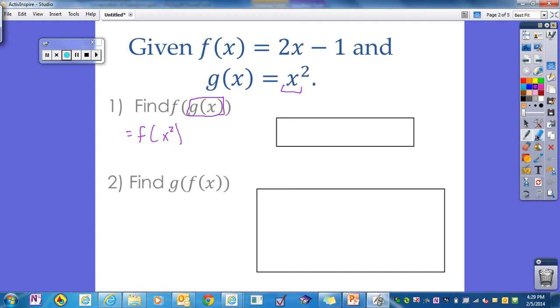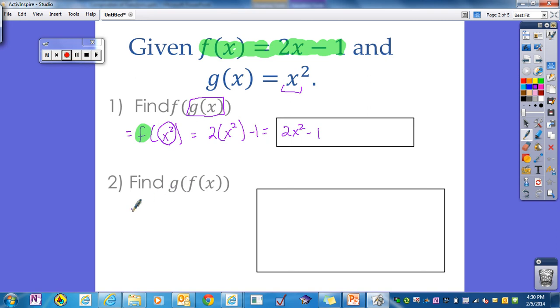Alright, so what this means now is since I'm working with this f function, with my f of x function up here, which was 2x minus 1, everywhere I saw an x, I'm now going to replace it with an x squared. So that's going to equal 2 times x squared minus 1, which is equal to 2x squared minus 1. And that would be my final answer.